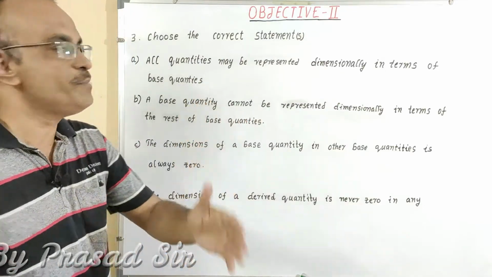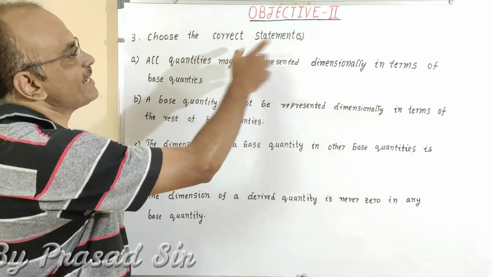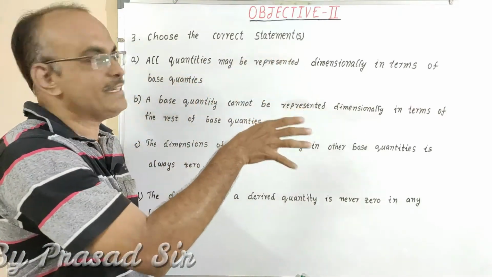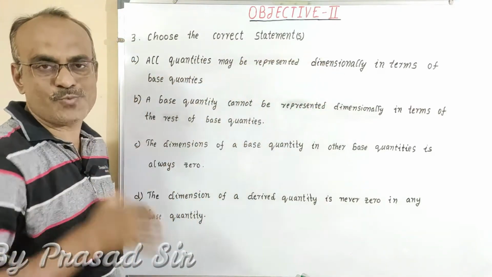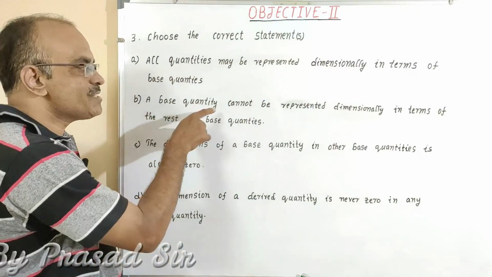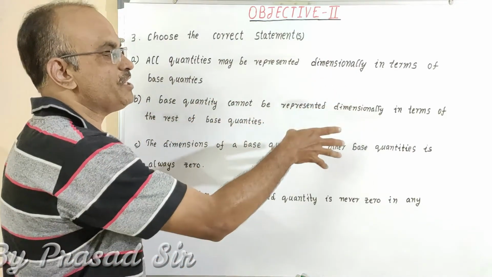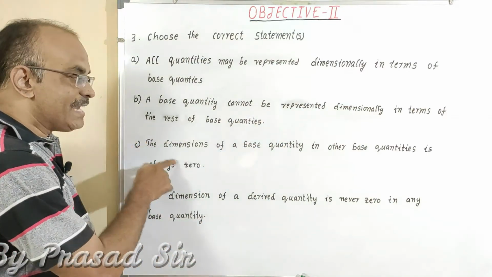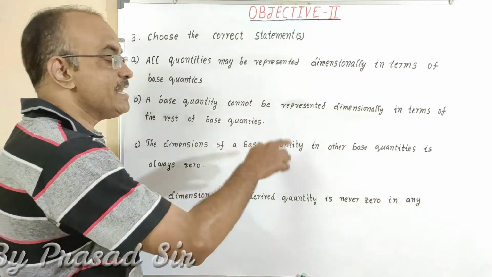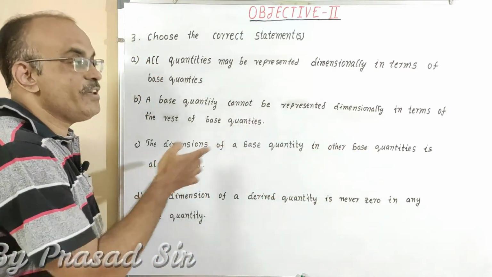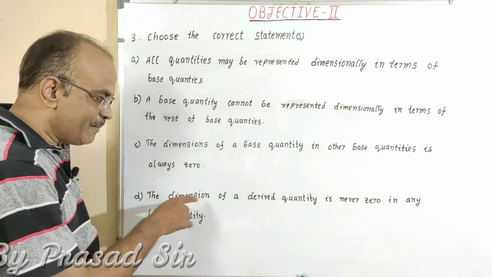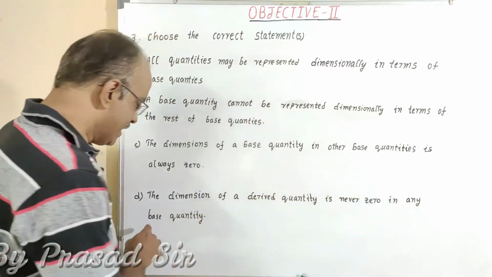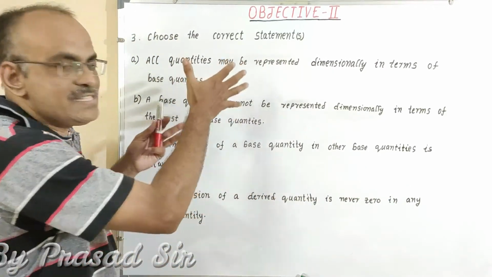Now the question number 3. Choose the correct statements. A. All the quantities may be represented dimensionally in terms of base quantities. B. A base quantity cannot be represented dimensionally in terms of the rest of base quantities. C. The dimensions of a base quantity in other base quantities is always 0. D. The dimensions of a derived quantity is never 0 in any base quantity. So this is the question.